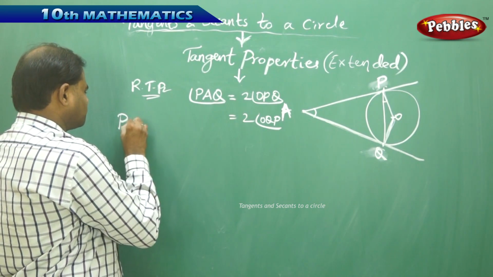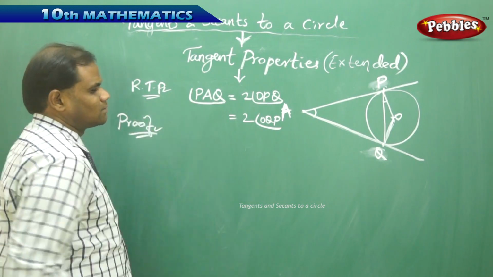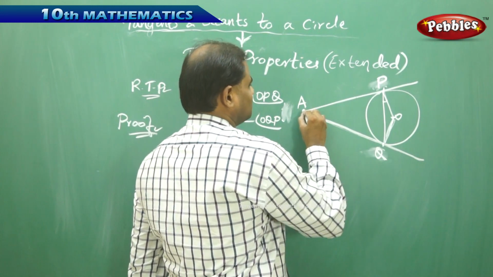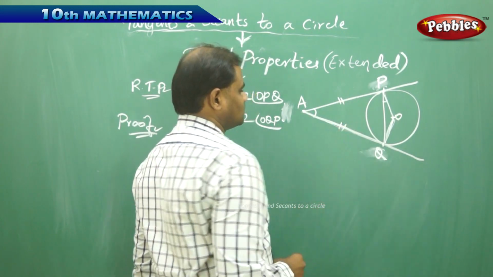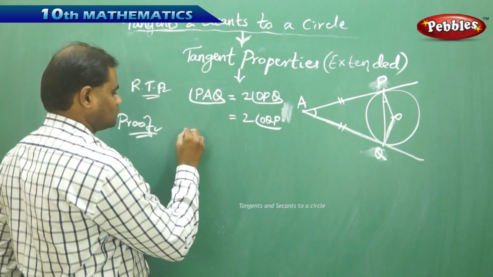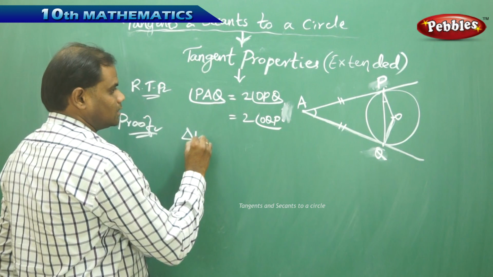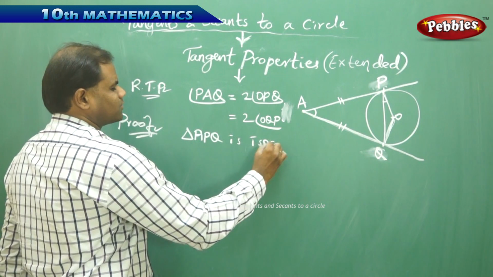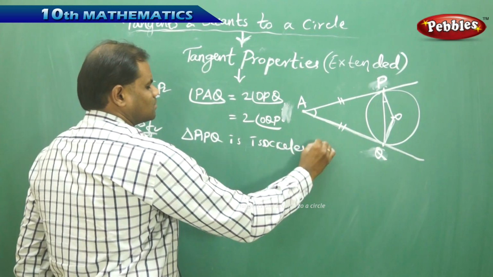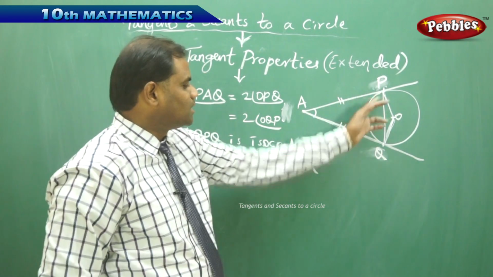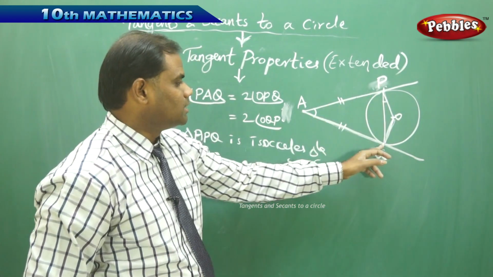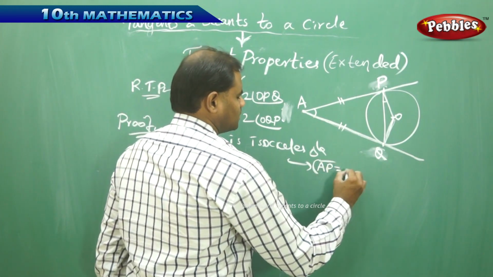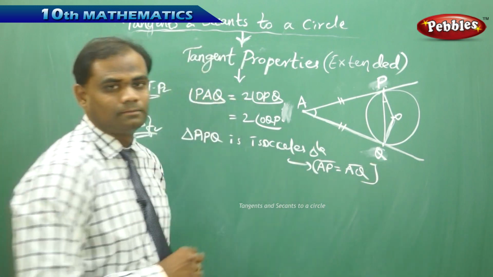So how do I do the proof? So clearly I see that from A I have AP equals AQ. Therefore, triangle APQ is an isosceles triangle because two of its sides, AP and AQ, are equal. APQ is clearly an isosceles triangle since AP is equal to AQ.